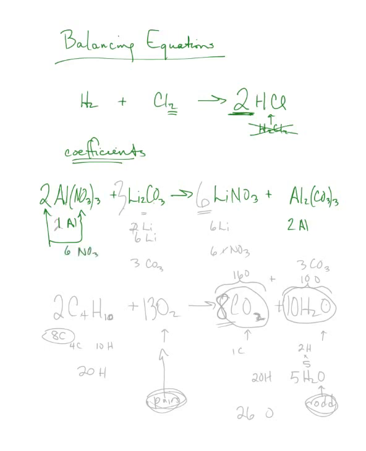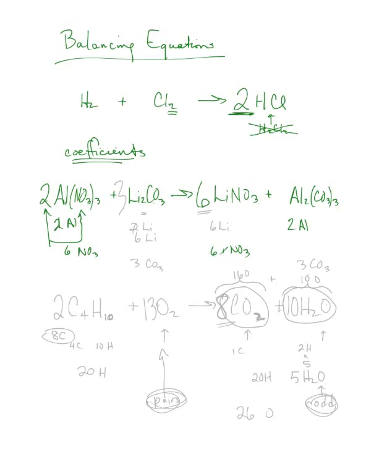On this side, we only have 1 nitrate, so we're going to have to fix that. So let's put a big 6 in front of lithium nitrate. Now I have 6 nitrates and 6 nitrates. I have 2 aluminums, 6 nitrates, 6 nitrates. Aluminums and nitrates are just peachy.